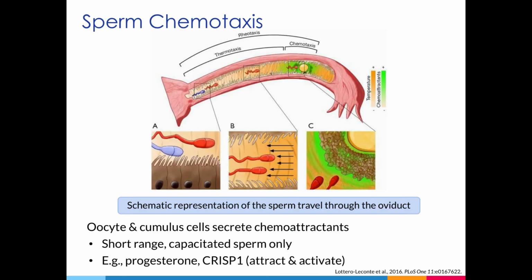Another cue that is sensed by capacitated sperm and serves as a short-range cue is the presence of progesterone, which in this case acts as a chemoattractant. According to the evidence provided in a recent paper that was published after your textbook, the cumulus cells are responsible for the secretion of progesterone.